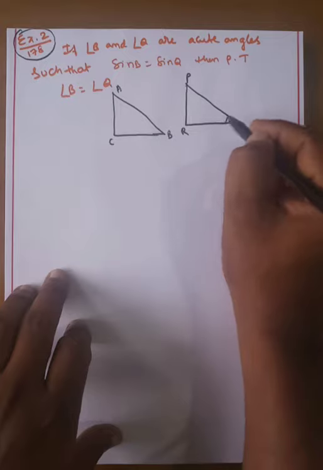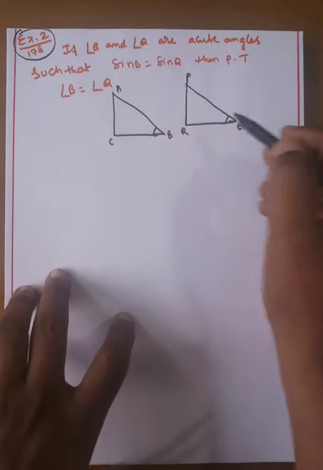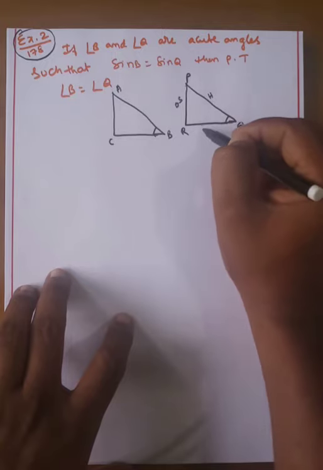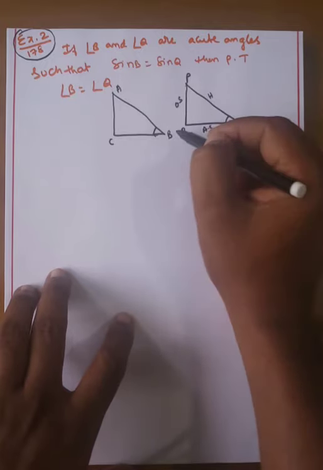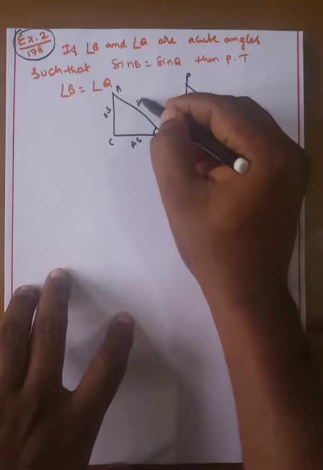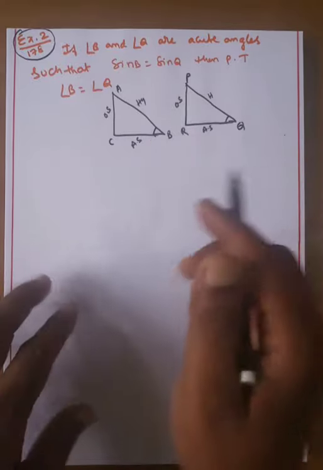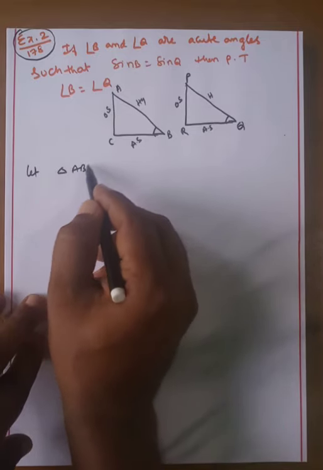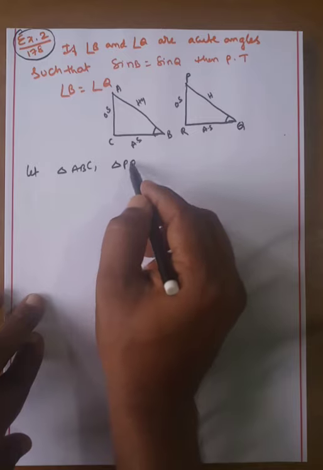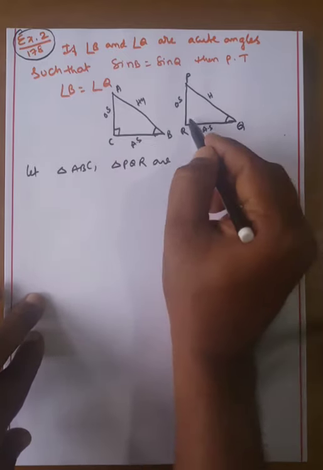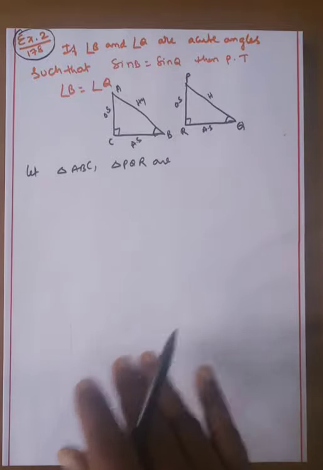Here this is angle Q, and this is angle B. For angle Q, this is the opposite side, this is the hypotenuse, and this is the adjacent side. Similarly for B, this is the opposite side, adjacent side, hypotenuse. Now let us consider the two right angle triangles, triangle ABC and triangle PQR, both with 90 degrees.